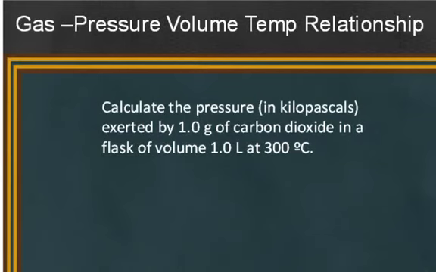Pressure, volume, and temperature relationships are interesting. Let's try this problem. Calculate the pressure in kilopascals. That's a pressure unit. That is the SI system. 1,000 times a pascal is a kilopascal. Exerted by this mass, 1 gram of carbon dioxide, which is a gas, in a flask of volume 1 liter at 300 degrees Celsius. Okay, so in this problem they want us to calculate the pressure in units of kilopascals.